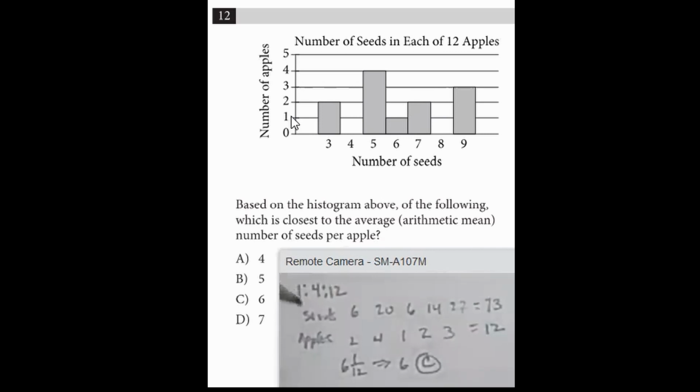Now we count the number of apples. We have the first one is just 2. We're going up 2. The second one is 4 apples. The third one, 1 apple. The fourth one, 2 apples. And that last one is 3 apples. 73 over 12, we know that's close to 6 because 72 over 12 is 6. 6 and 1, 12. So the answer is C with a high level of certainty.